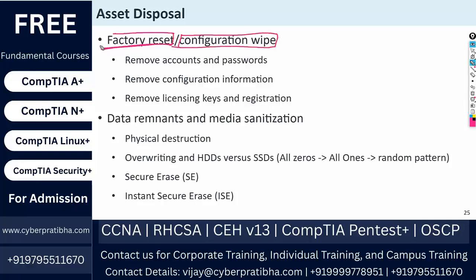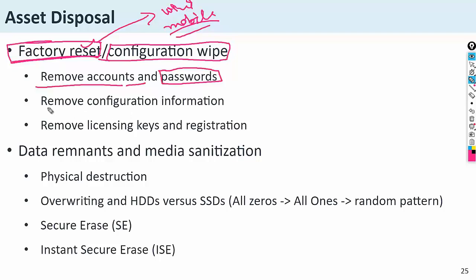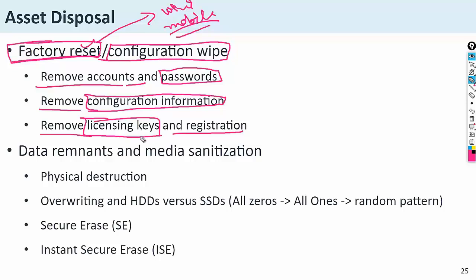What is a factory reset? A factory reset is actually used for devices like the Windows operating system and mobile phones. All of you know about the factory reset. This reset removes any type of accounts and stored passwords, and removes the configuration, information, files, all the licenses and keys, and their registrations. Every type of data will be removed from the device, whether it is a mobile or Windows.